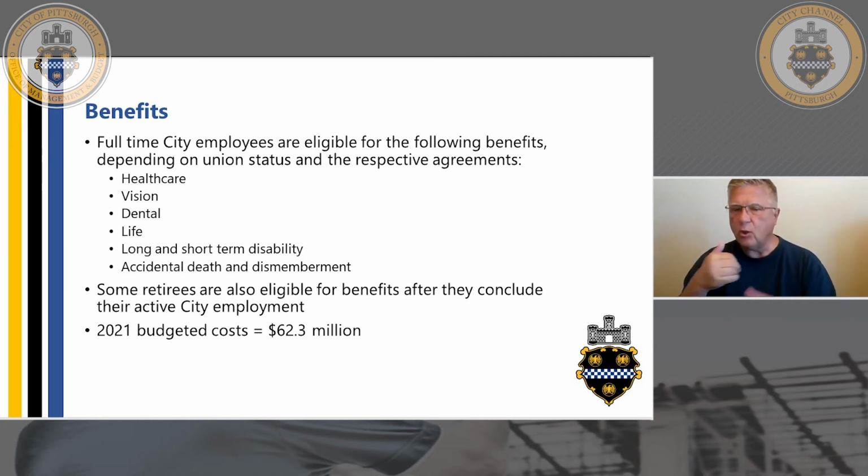The next major grouping of expenses are benefits. Full-time city employees are eligible for the following benefits, depending on their union status and those respective agreements that I just mentioned. Healthcare, vision, dental, life, long and short-term disability, accidental death and dismemberment. So some retirees are also eligible for benefits after they finish their active city employment. And these costs in the budget as published right now are $62.3 million.